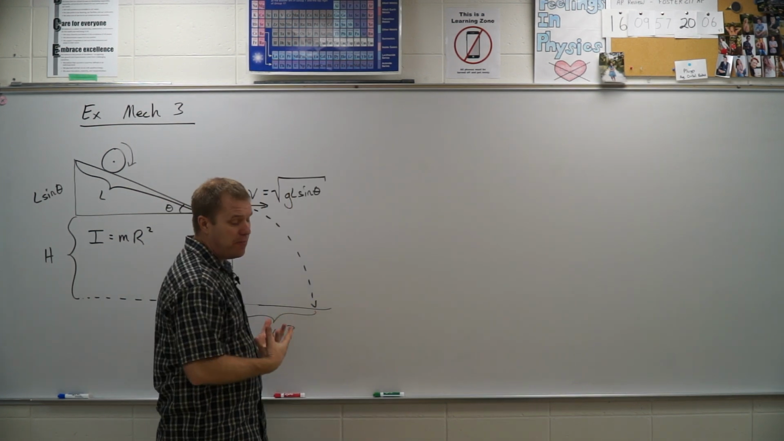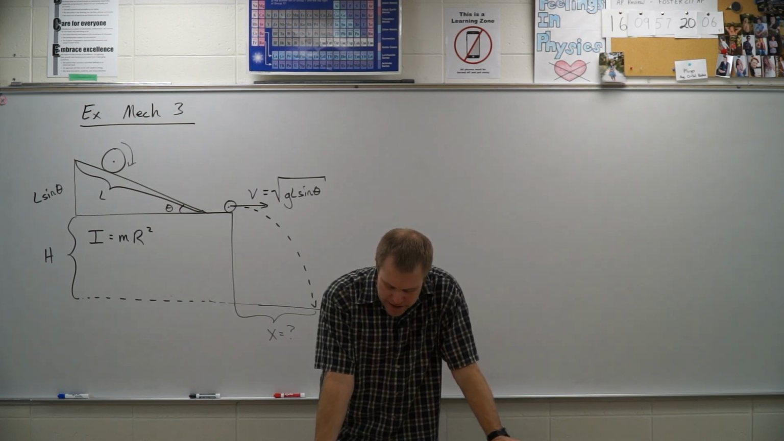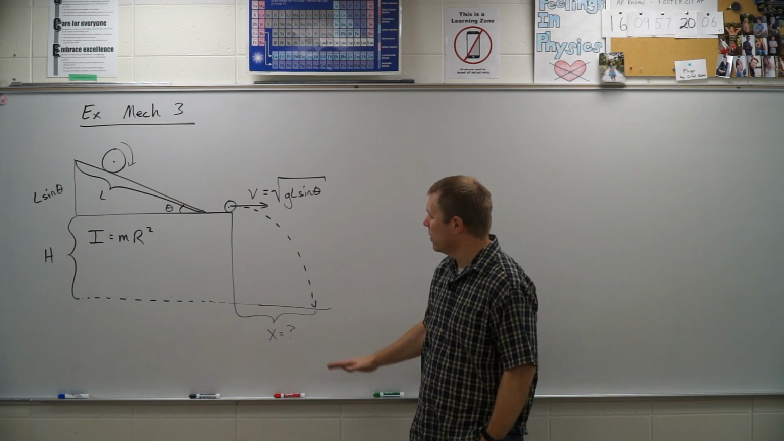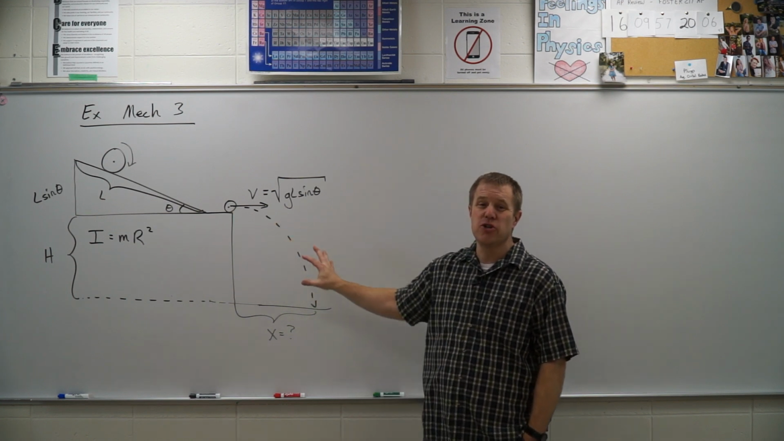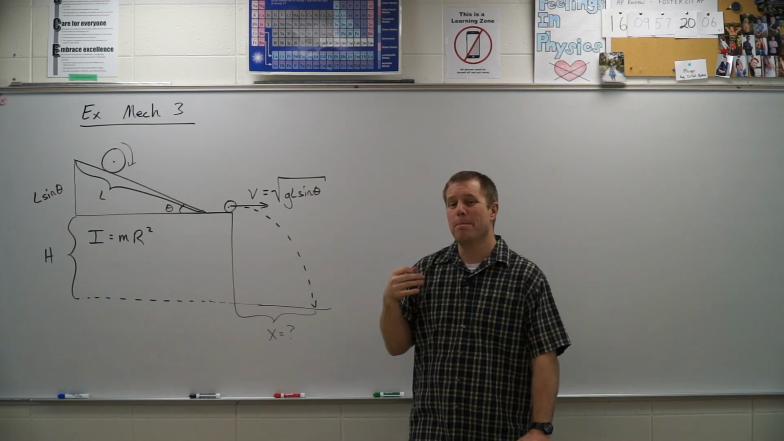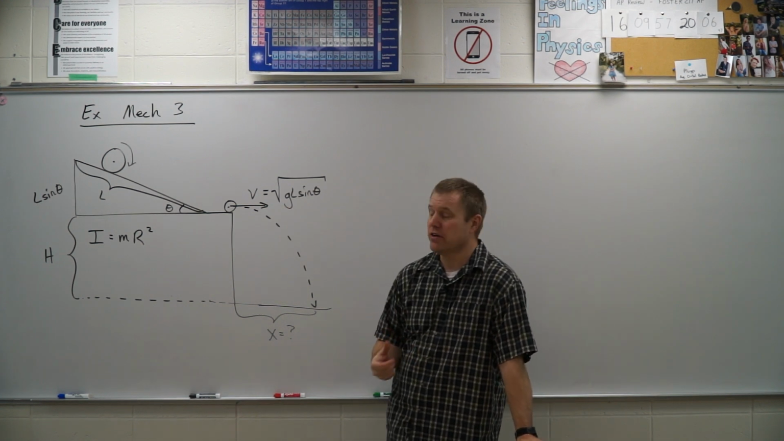Okay, so we're set up for part C. Derive an expression for the horizontal distance from the edge of the table to where the hoop lands on the floor. So this looks like it's going to be 2D projectile motion. We know this speed from part B. Now let's say I bombed part A and part B. I didn't get the answer.